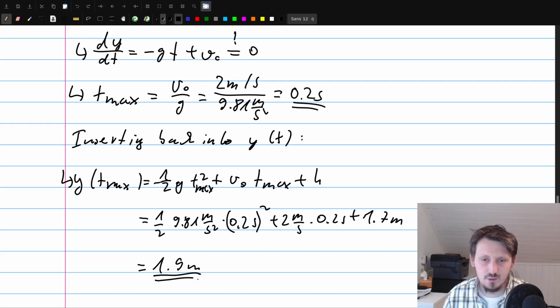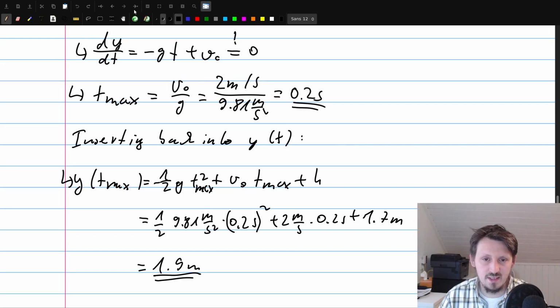So of course the stone was released at a height of 1.7 meter, so you can say it actually flies 20 centimeter before it starts falling down again. Okay, so it's a quite small distance. I was also expecting more in the beginning when I created this problem, but this is actually the result that comes out. Okay, so part A is now completed.